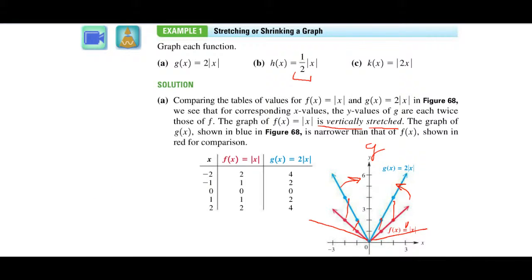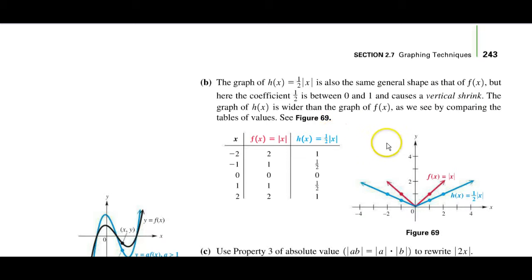All right, let's continue. Now, part of what we're doing here in this section is developing vocabulary. So again, this was the 1 absolute value of x. This is 1/2 the absolute value of x, and we sketched that in on the previous image. So this is a vertical shrink. Okay? So let's continue.